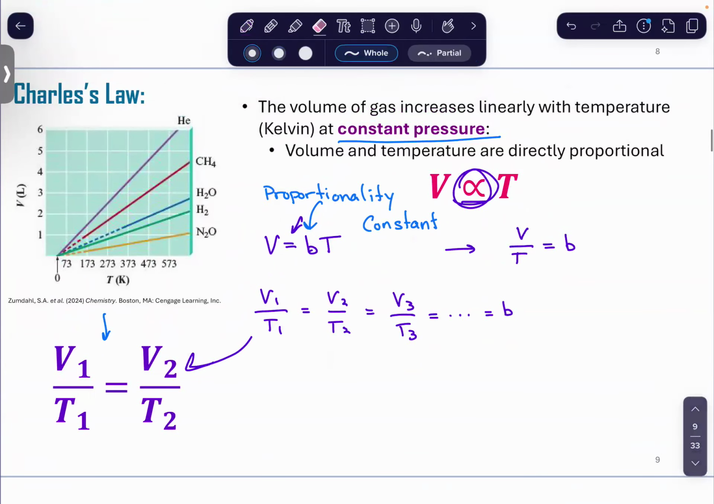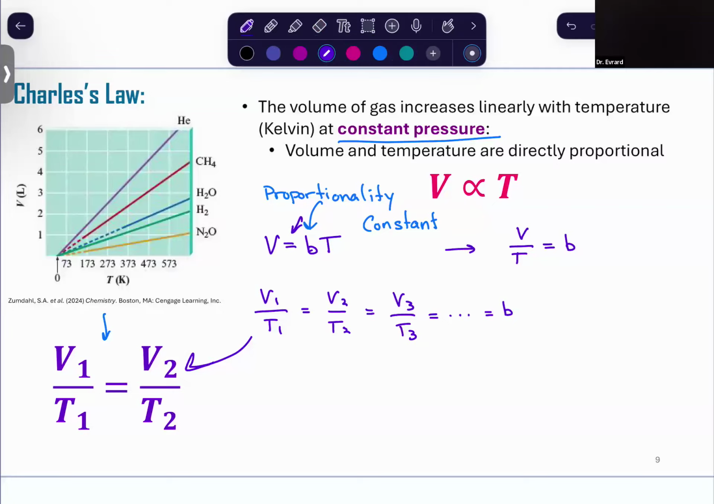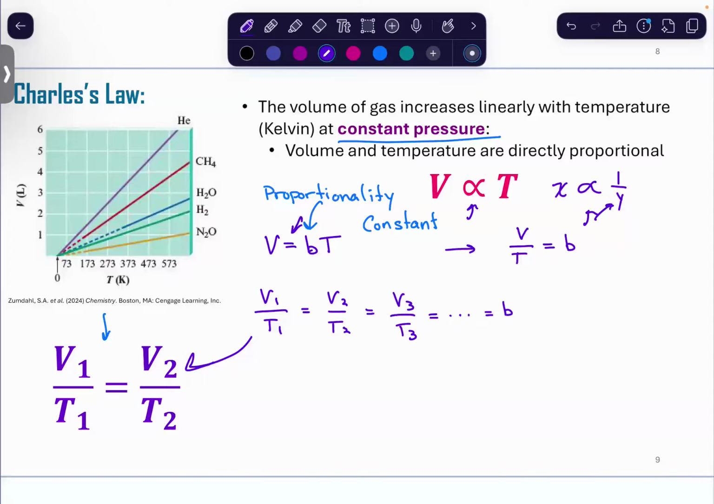So here, you see V is proportional to T. Sometimes you're going to see, let's say, I don't use V and T, but let's say X is proportional to 1 over Y. In mathematical terms, when you see something like this, it would be called X is inversely proportional to Y. So start working out these mathematical terms in your head. Directly proportional, and because of the 1 over Y, here we have inversely proportional. Okay.